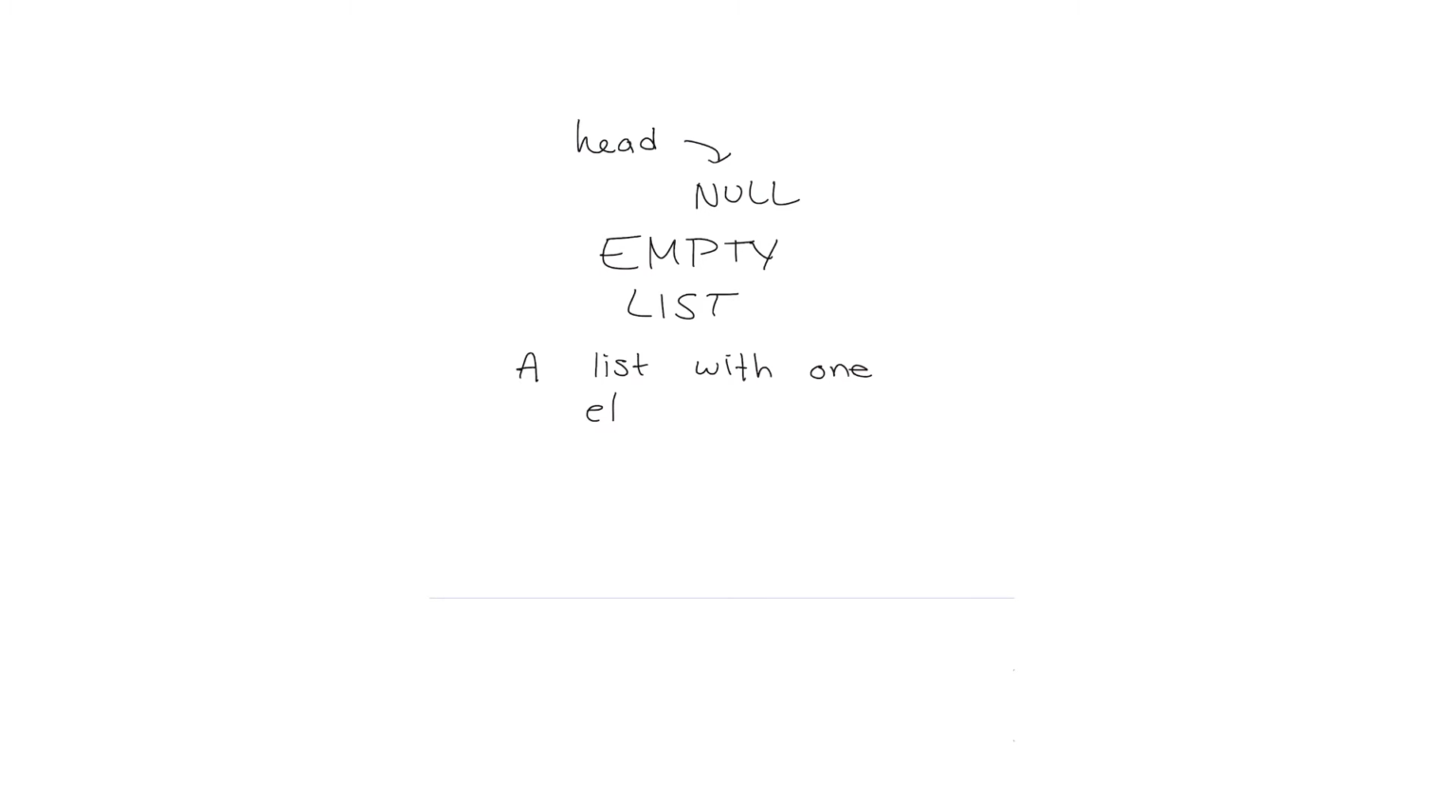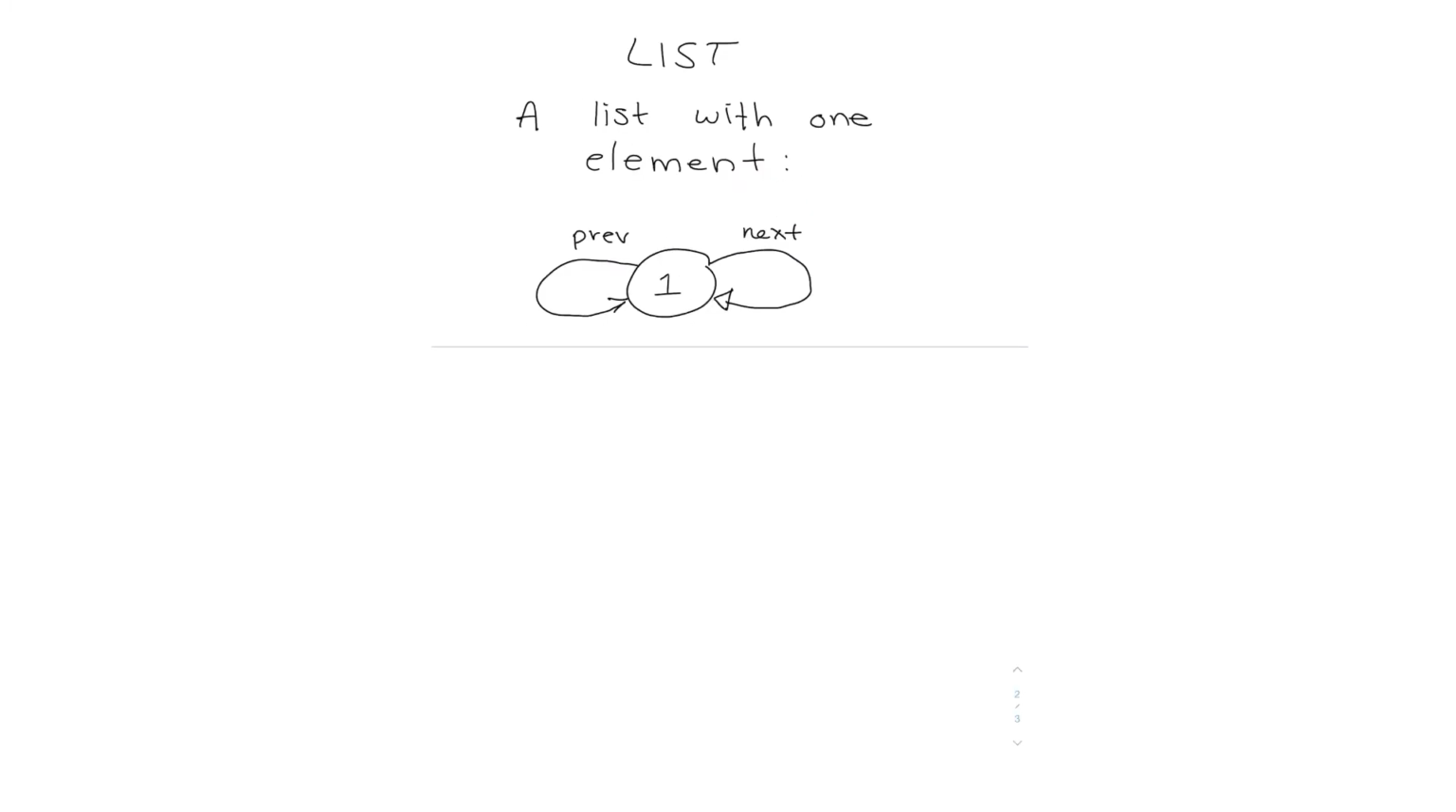So, a list with one element would normally just look like this, and maybe point to null, but circular lists don't point to null. So its next is going to point back to itself, and its previous is going to point back to itself. This means that if we traverse the list backwards, we'd go in a circle, and if we traverse the list forwards, we'd go in a circle. And we also want to make sure that our head points to that one node.